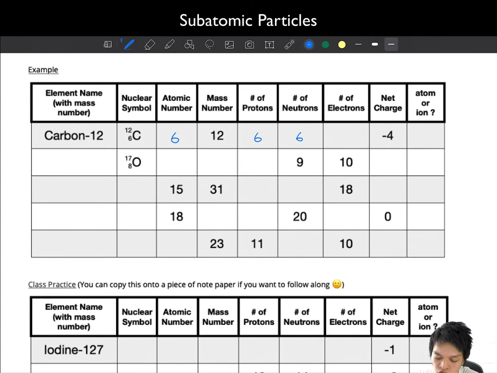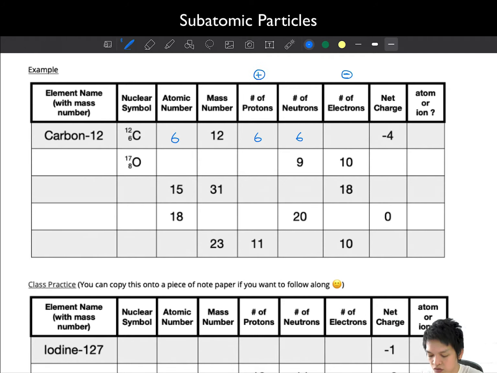Again, proton plus neutron is mass number. What about the number of electrons? This one's a little bit tricky, but okay, let's think about this. Electrons. I know that electrons are negative. You should know that too. Protons are positive.